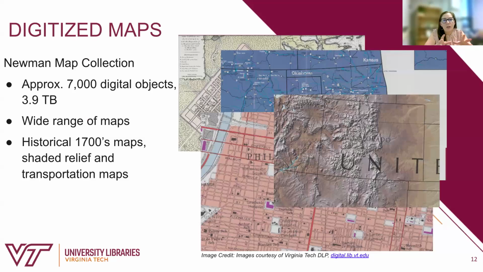The next use case that we looked at was digitized maps, and that was coming from the Newman map collection. There are approximately 7,000 digital objects in this collection, and it's about 3.9 to 4 terabytes of data, plus or minus. And this has a wide range of data. So you have historical maps from the 1790s from New Orleans to newer USGS maps to shaded relief. So it's a wide range of maps that vary in size, shape, etc.